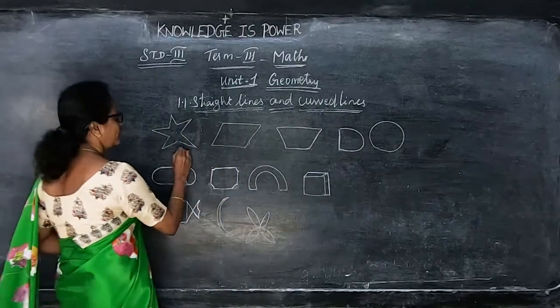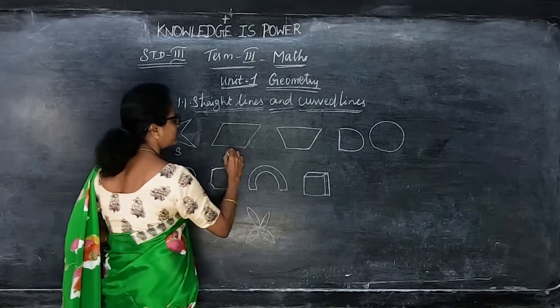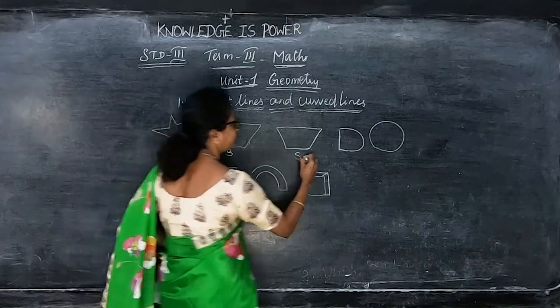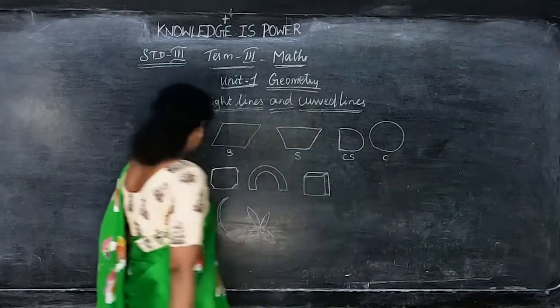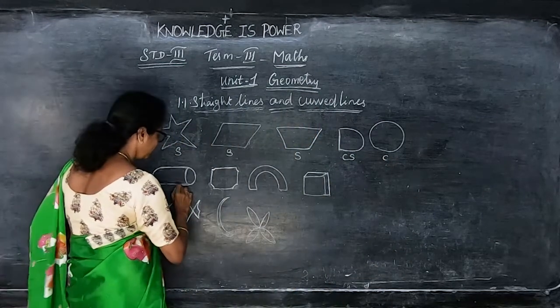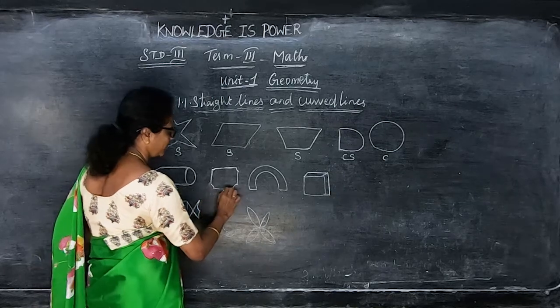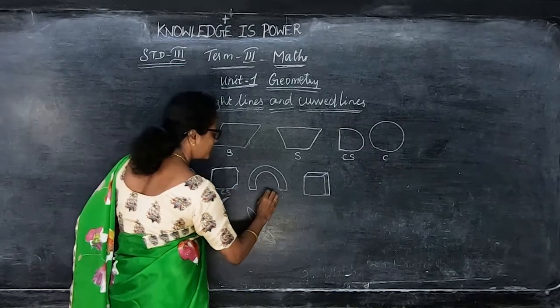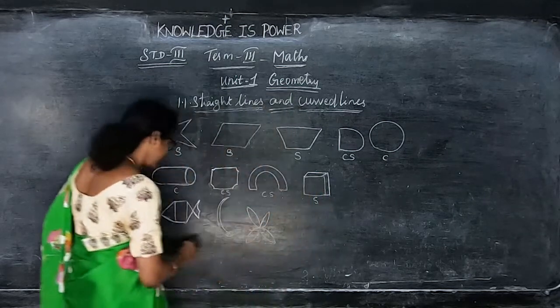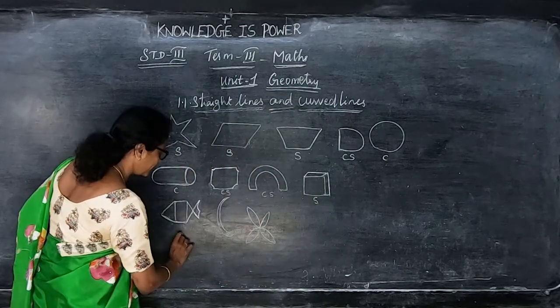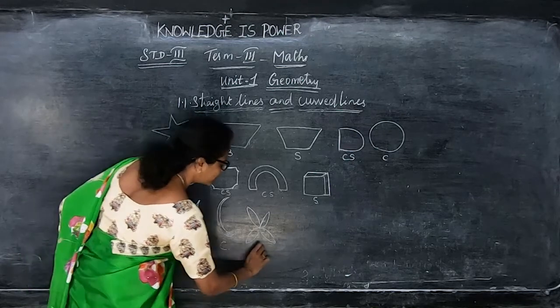So this is the straight line, you can put S, and this is straight S, straight. This is curve and straight, so CS. This is the curve and you put C, and this is the curve you see, and this is curve and straight line, so CS. This is also CS, curve and straight line. This is a straight line, you can put S, and this is only the straight line S. This is the curved line and this is the curved line.